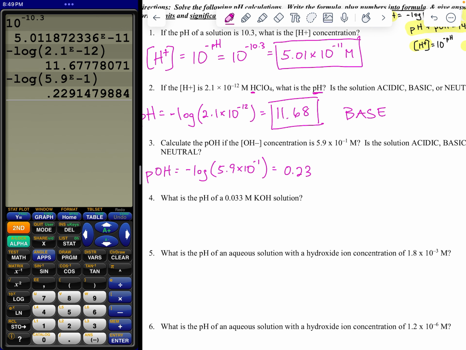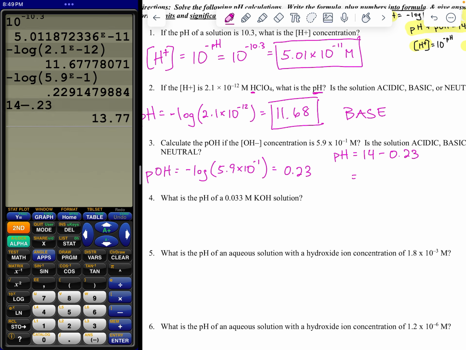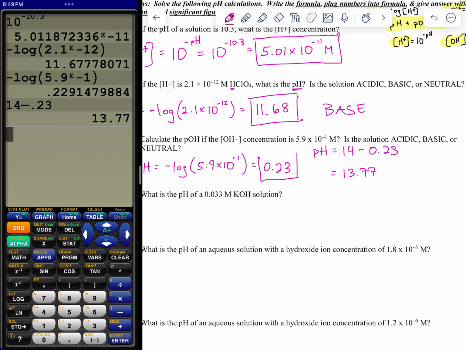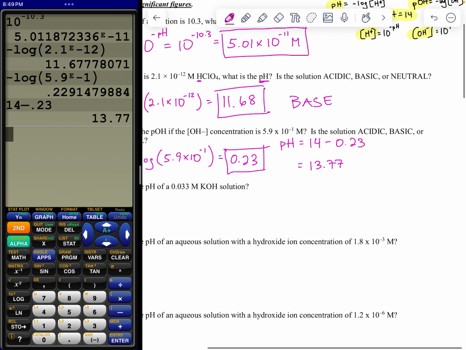So I'm going to figure out the pH by taking 14 and subtracting my pOH. And that's going to give us, to be specific, about 13.77. So we have the pOH there. This is going to tell us, since it's above 7, that this is, again, a base, not an acid.